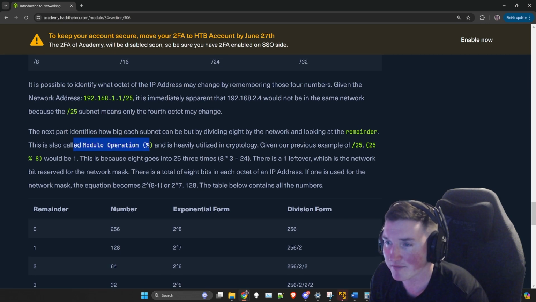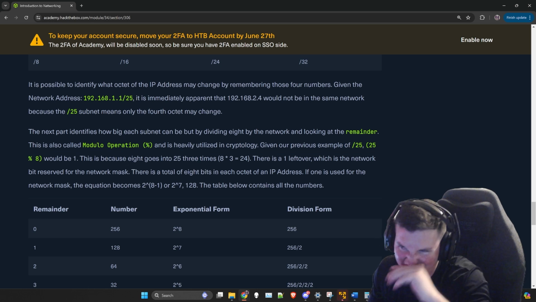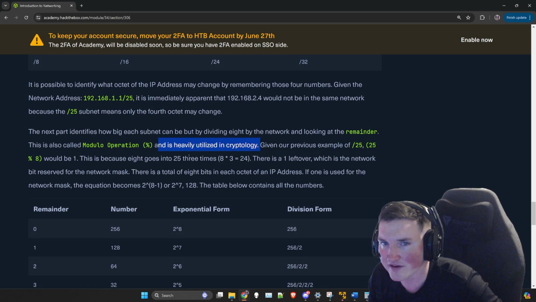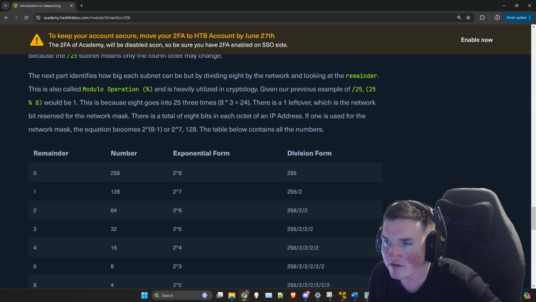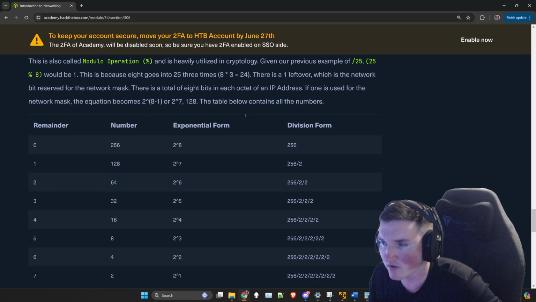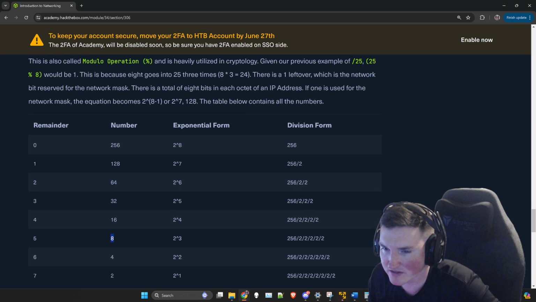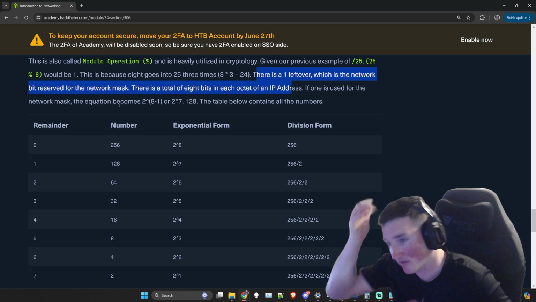You can use the modulo operation. It's heavily utilized in cryptology, blah, blah, blah. Why is that important in here? They're just wasting your time. Given our previous example of /25, 25 % 8 would be 1. You might say, what are they talking about? Well, 8 goes into 25 3 times, which is true, right? It goes in there 24, so it goes in there 3 times, and the remainder is 1, right?